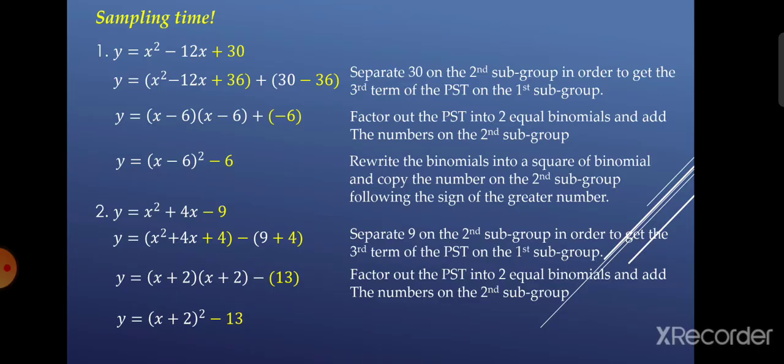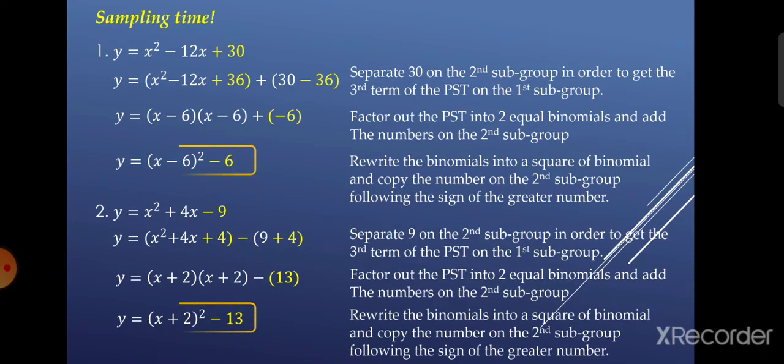Last step, the third step, is squaring the binomial. x plus 2, then square. Then minus 13. So the parentheses are gone. Ignore the parentheses. The sign or operation outside the parentheses does not change. Okay, those are the final answers for example 1 and example 2, writing the vertex form of the quadratic function from the standard form.